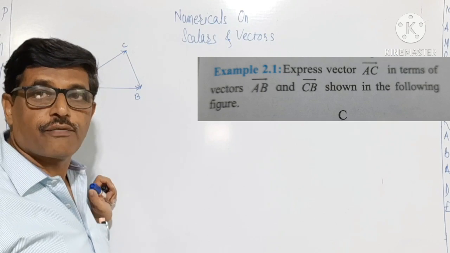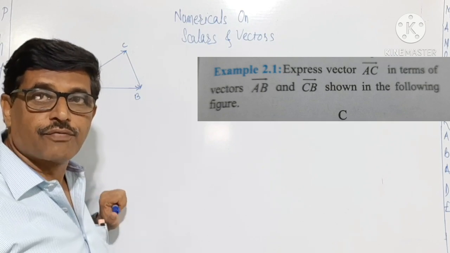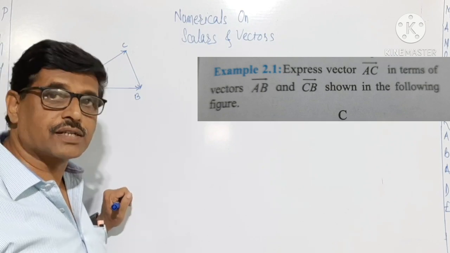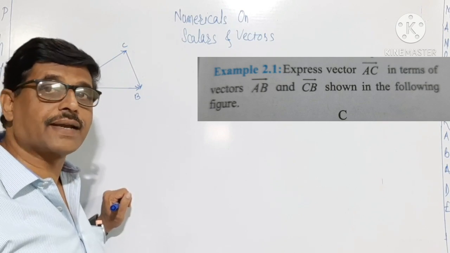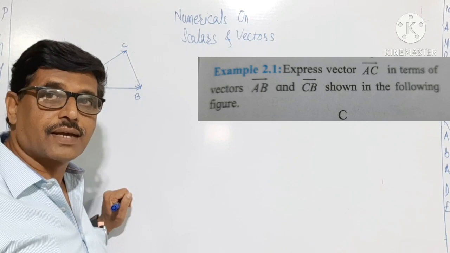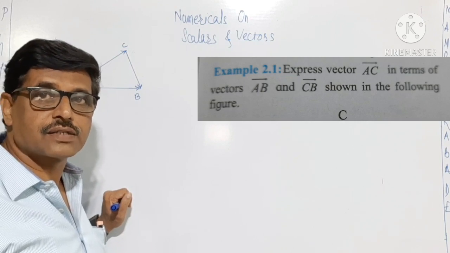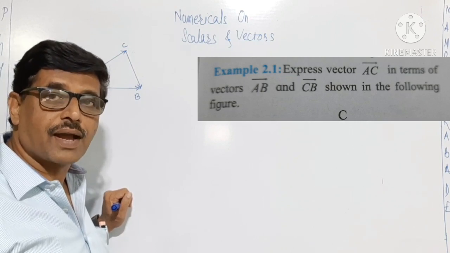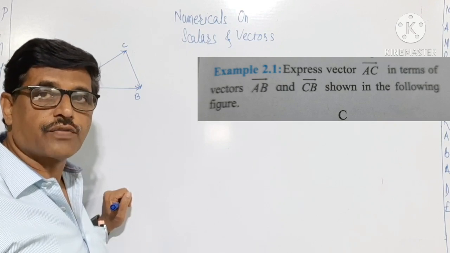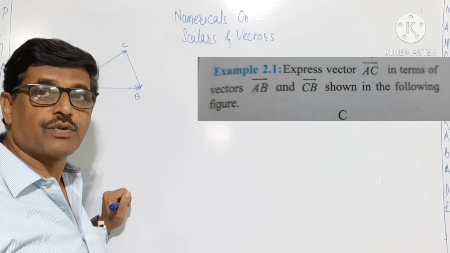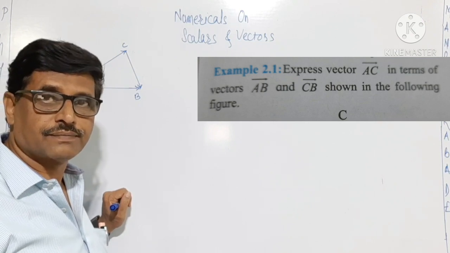According to triangle law of vector addition, if two vectors in magnitude and direction are represented by adjacent sides of a triangle taken in order, then the resultant in magnitude and direction is represented by the remaining side of the triangle drawn from initial point of first vector to end point of second vector.